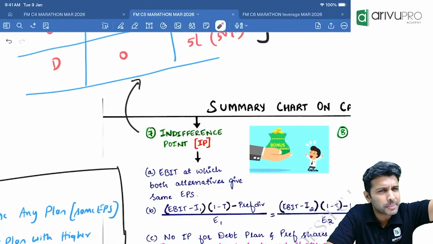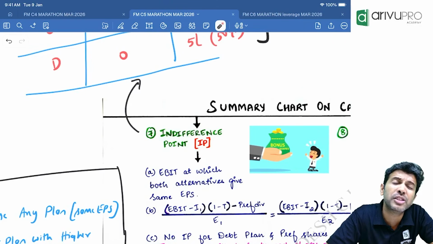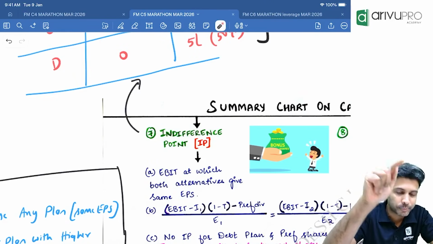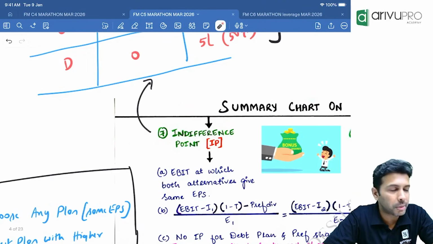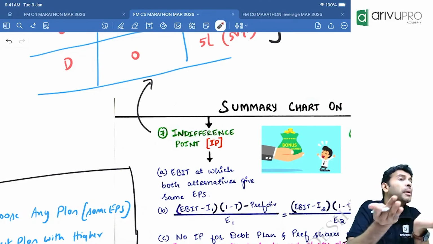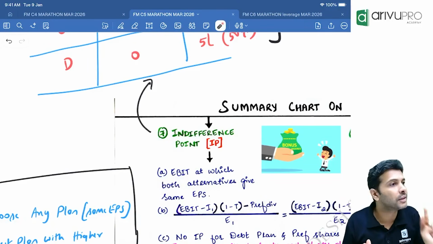Previously, what was the concept? Financial break-even point. What are we trying to find here? We are trying to find the EBIT so that EPS becomes 0. Indifference point means: what should be the EBIT so that both plans give the same EPS? Not 0 EPS, but the same EPS. Two plans give the same EPS.